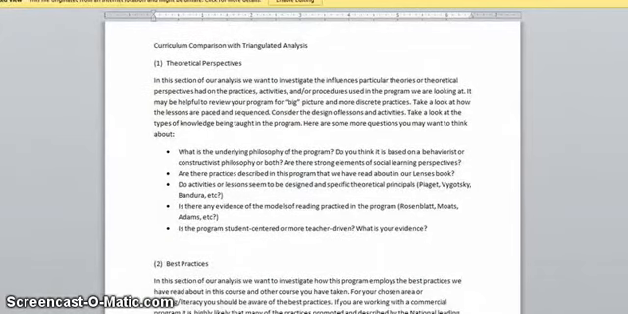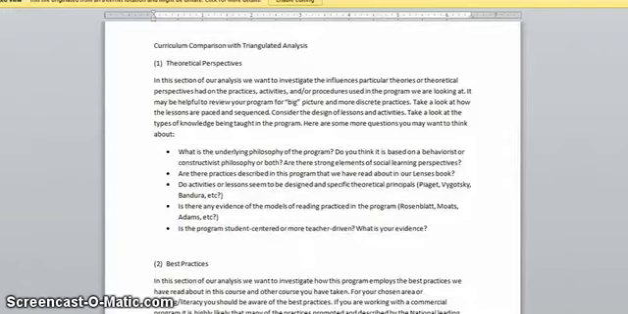Read this theoretical perspectives piece. In this section of our analysis, we want to investigate the influences particular theories or theoretical perspectives have had on the practices, activities, and/or procedures used in the program that we're looking at. I gave you some ideas of things that you can think about.